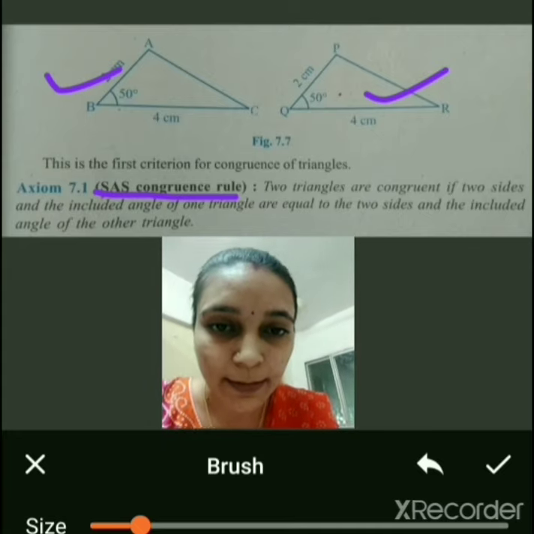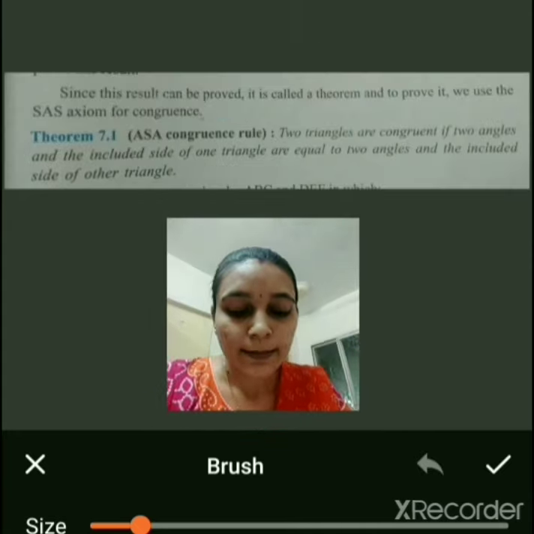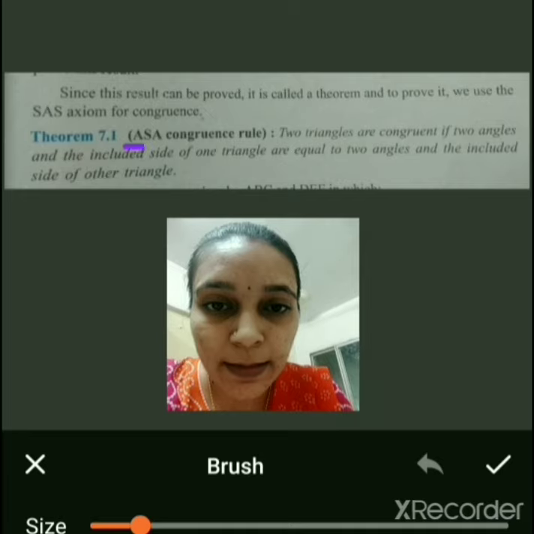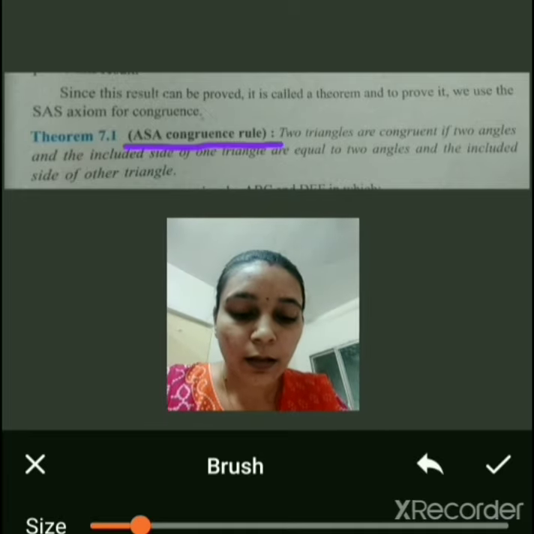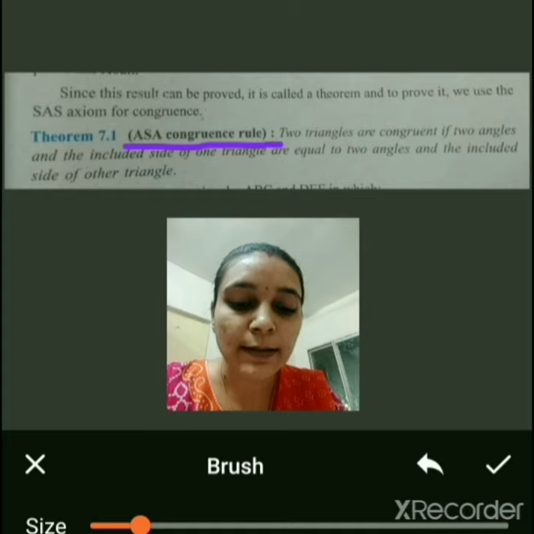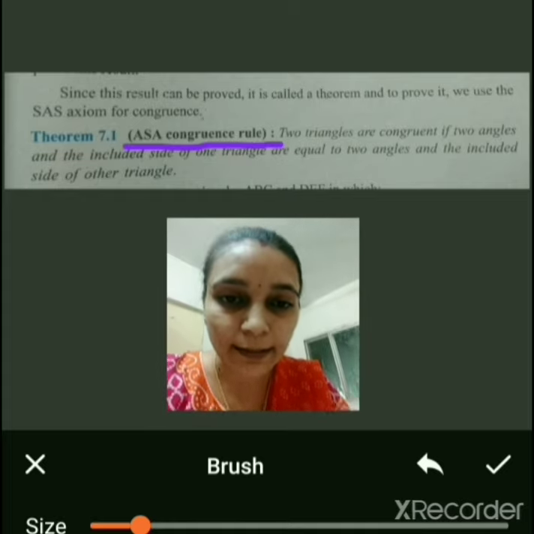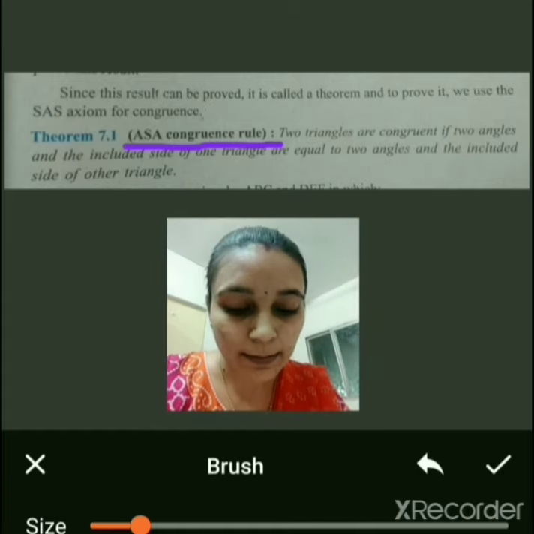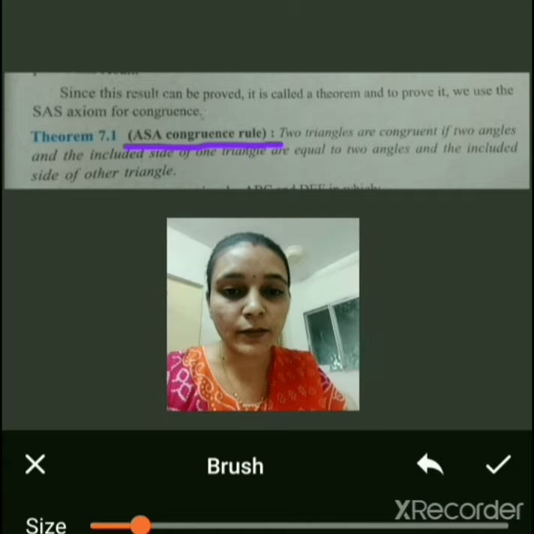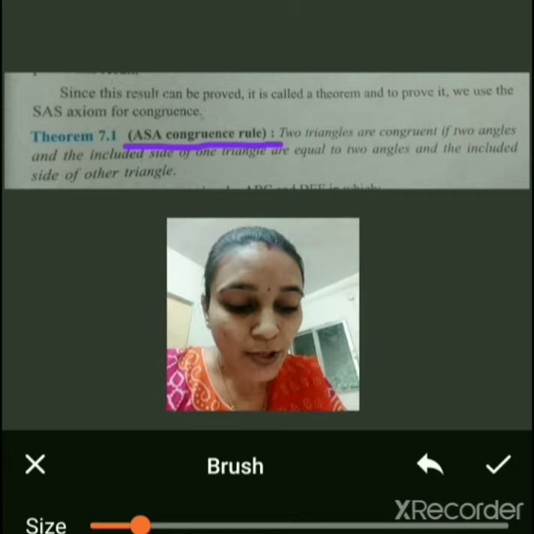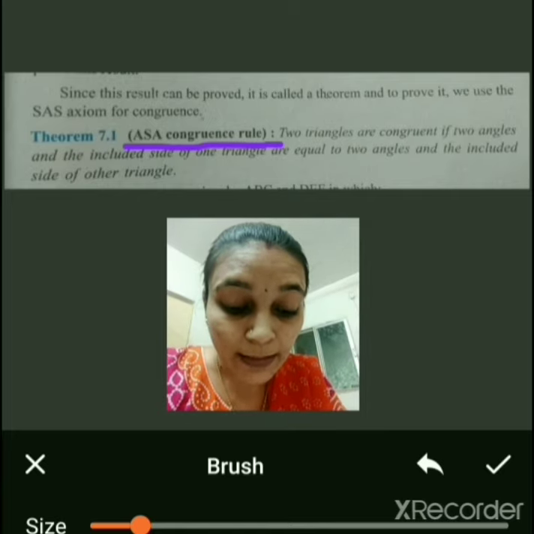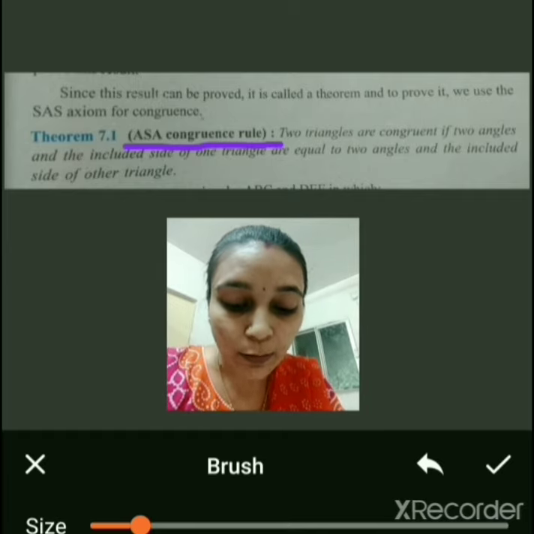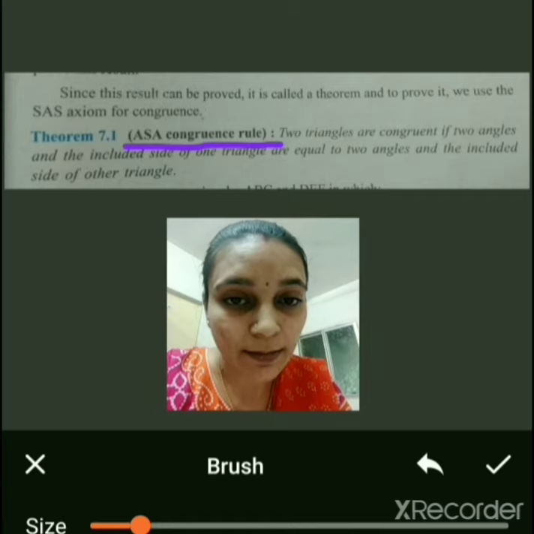triangles are identical, right? Let us understand the second congruence rule, that is the angle side angle rule. Earlier the first one was the side angle side rule, and the second one is angle side angle. Let us understand the rule first, then we will understand it by figure. The rule is: two triangles are congruent if two angles and the included side of one triangle are equal to the two angles and the included side of the other triangle, right?